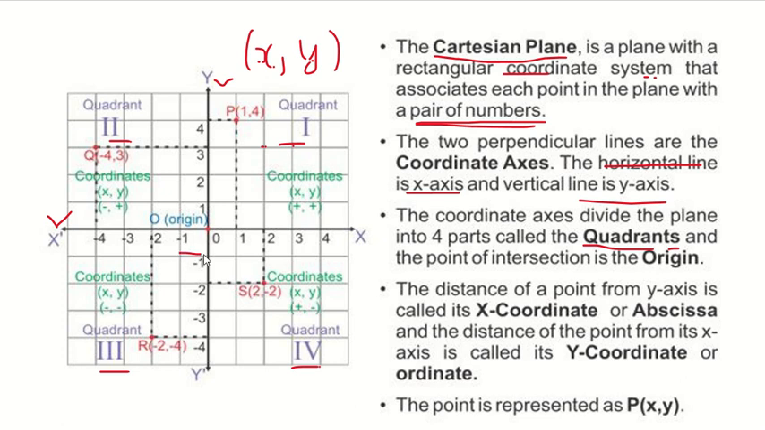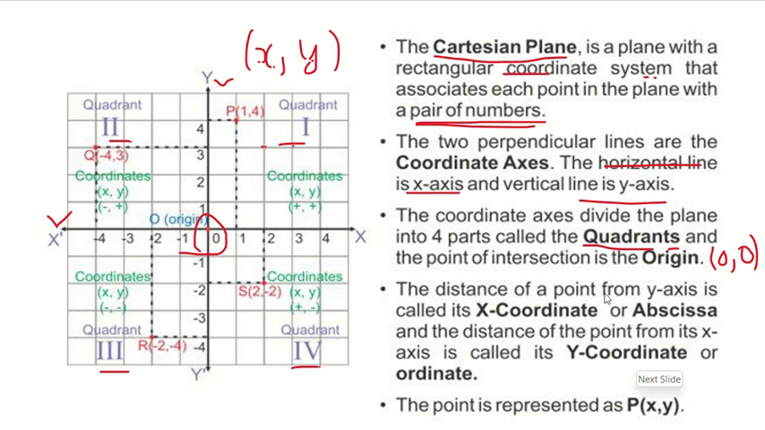So this is a very important point. Where is the point of intersection? You will say that is the origin. The point of intersection where the x and y axis meet is the origin. The point of the origin is 0 comma 0. The coordinate of the origin will be 0 comma 0, right?